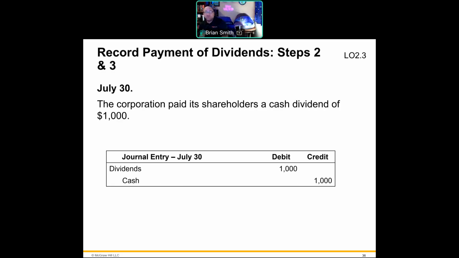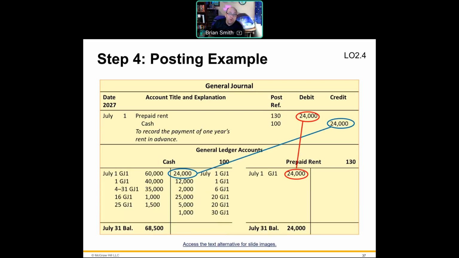Like I said, these things should be like, boy, man, I remember this stuff now. Okay, the corporation paid its shareholders a cash dividend. So the company paid dividends to our owners. Two of them, right? All right.